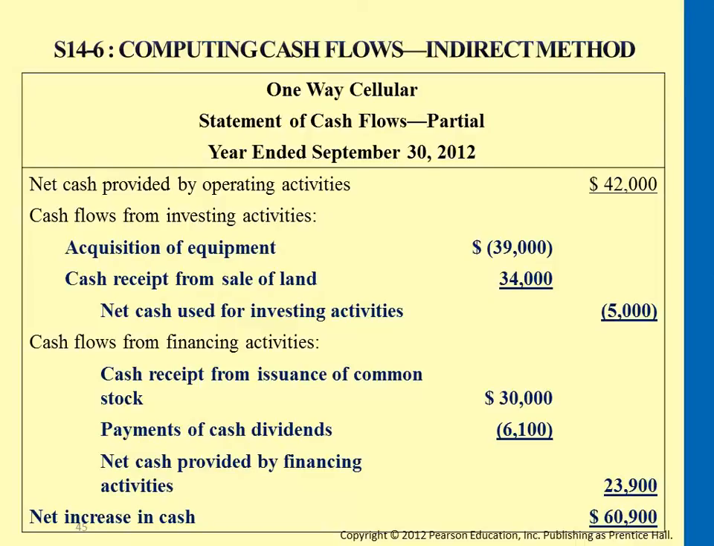The last section, financing activities. If we issue common stock, we raise capital from the public. This increases the cash balance by $30,000. Any payment of dividends, $6,100. Any payment of dividends always reduces cash, unless it's a stock dividend. If it's a stock dividend given out, it has nothing to do with cash. But if it doesn't tell you stock dividend, and just says paid out dividends, just assume it's cash dividends.